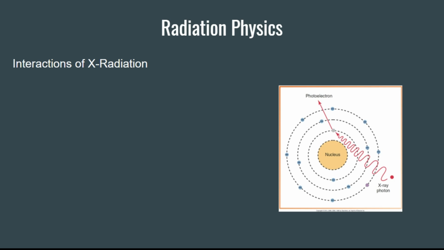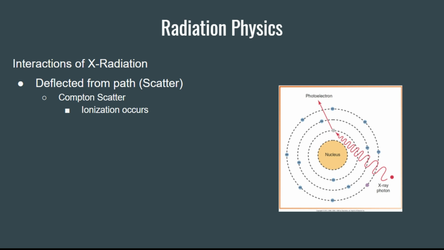The third type of interaction is when it is deflected from its path. So this is a form of scatter radiation. This type is known as Compton scatter, and there is ionization.